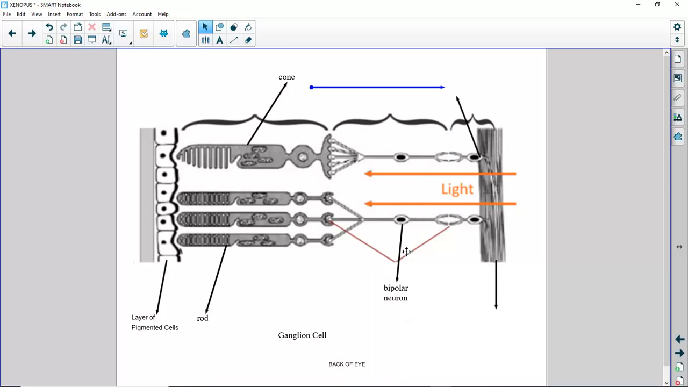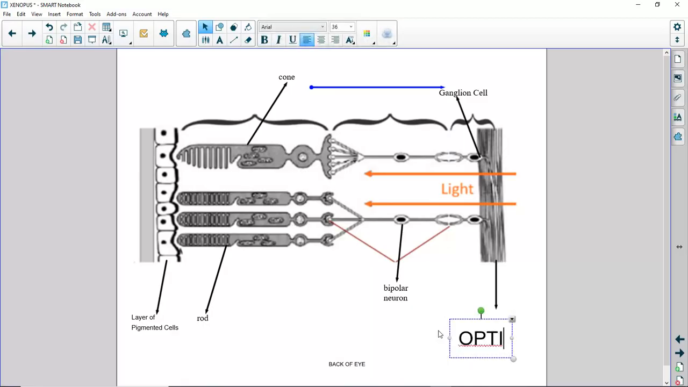As you go in and look through the bipolar, you see I still have another space there as well. The cell at the end that I'm pointing to is called a ganglion cell. A ganglion cell is really just a fancy name for a sensory neuron of the optic nerve. Notice it's connected to the optic nerve.